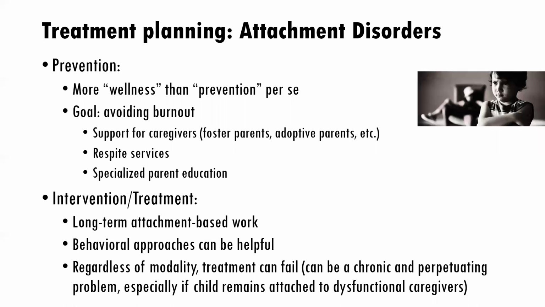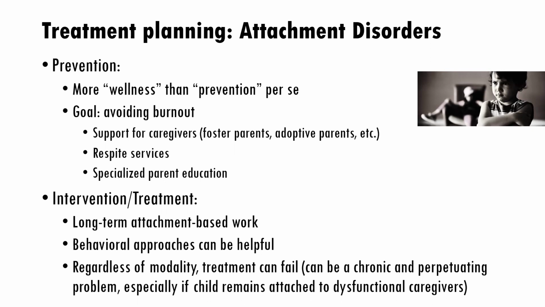So what do we do with attachment-based disorders? Well, prevention is complicated. If a child does have reactive attachment disorder, if they've developed it, the goal is more wellness than prevention per se. The goal is really avoiding burnout, because it's very hard to interrupt and change reactive attachment once it's there. There are things that we can do, but preventing it may be too late unless you can literally change the way an orphanage functions. So we're looking to provide support to caregivers, foster parents, adoptive parents, who may be struggling with some of the child's responding. Respite services can be helpful to give the caregiver a break, and specialized parent ed to help the parent understand why the child is behaving the way they're behaving.